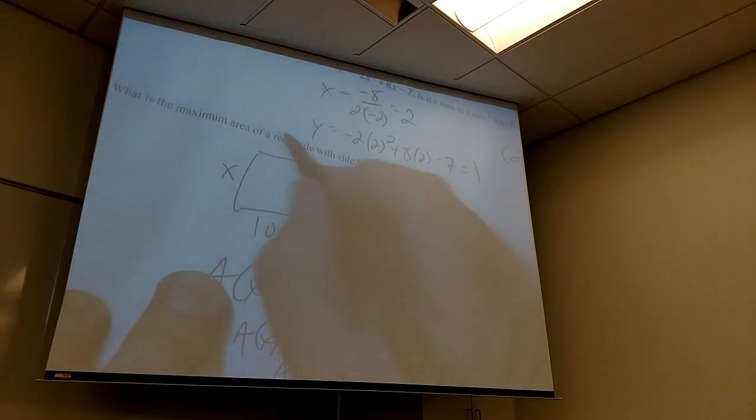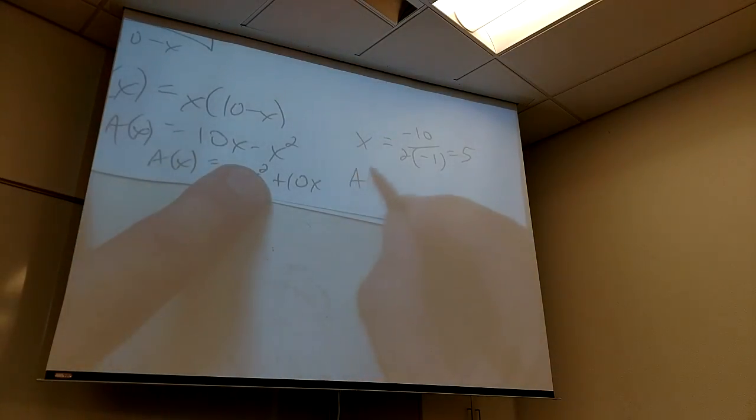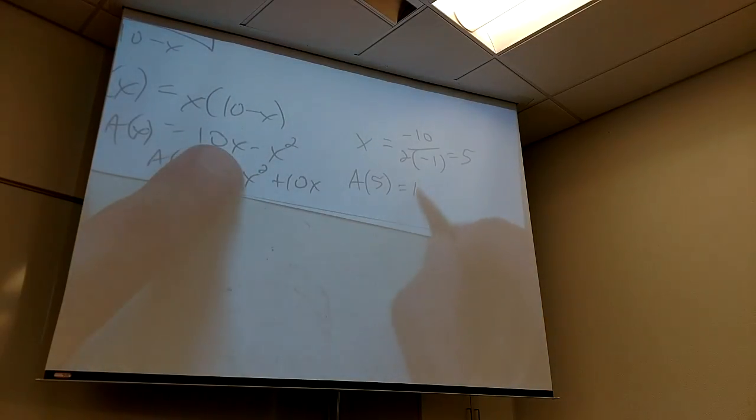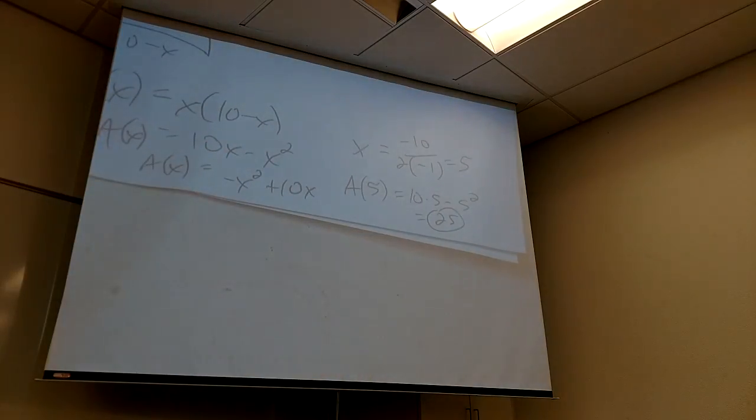And the question is, what's the max area? Well, I put 5 into the area function so that I'll get an area. So when I put a 5 in, I get 10 times 5 minus 5 squared, which is 25. Now, in general, to create a rectangle that would have the biggest area, you always make it a square, if you're going to use all 4 sides.